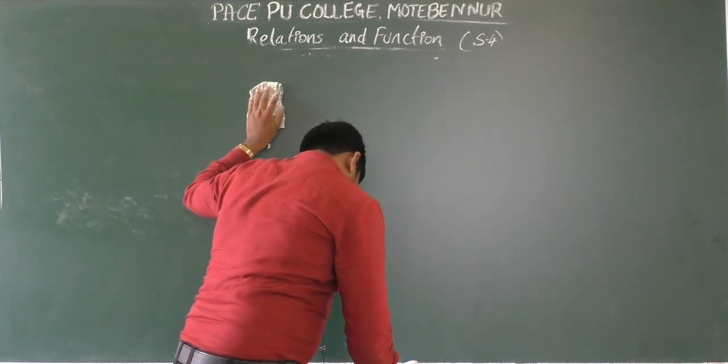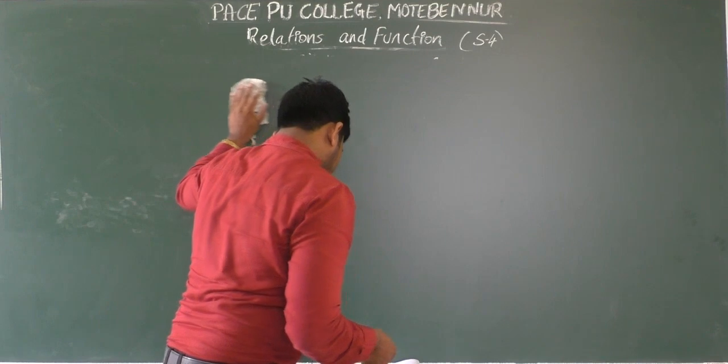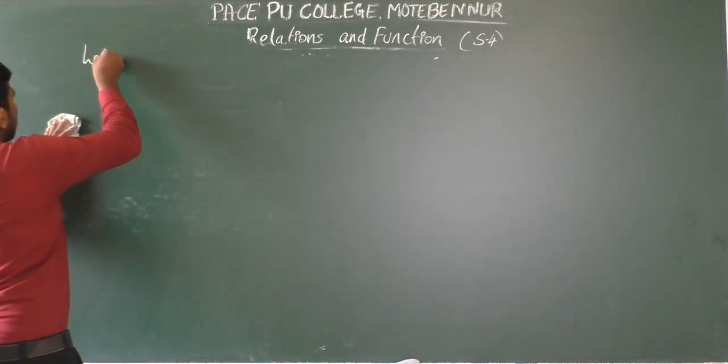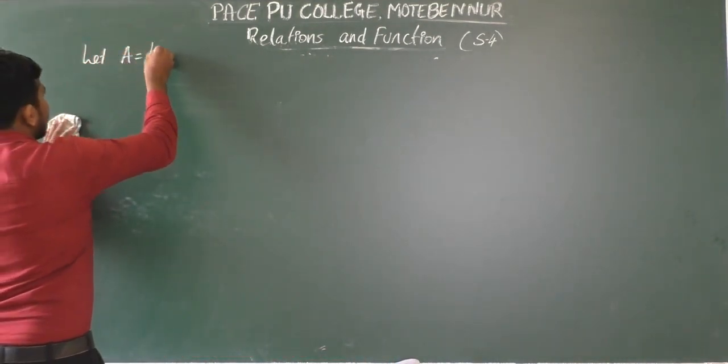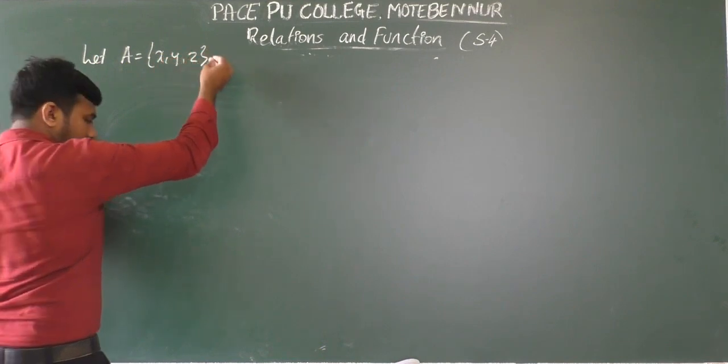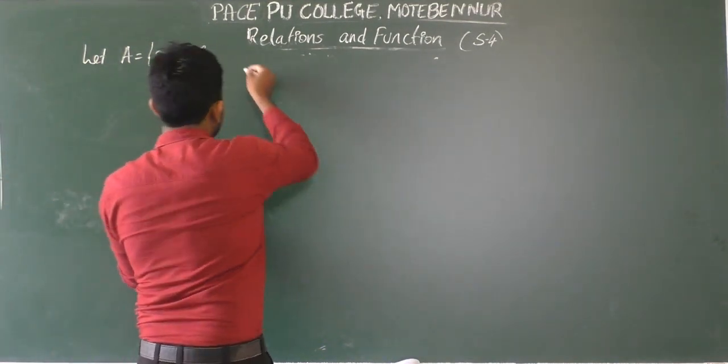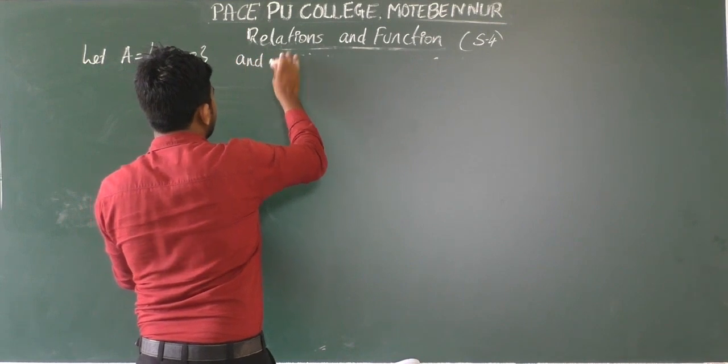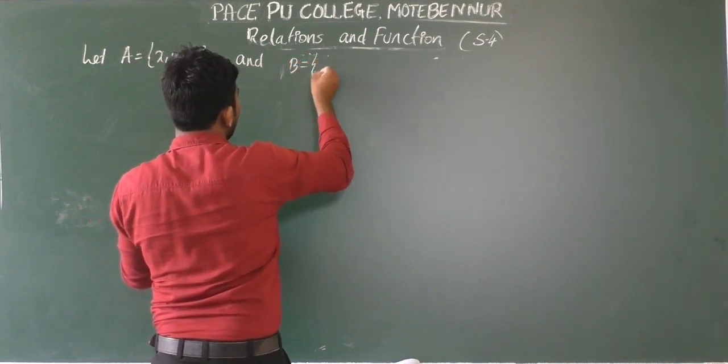Now, the next question, I think it is the last question of your first exercise. Two questions remain. See, let A is equal to the set of all x, y, z. And B is equal to the set of all 1, 2.